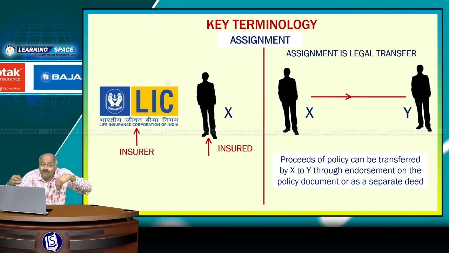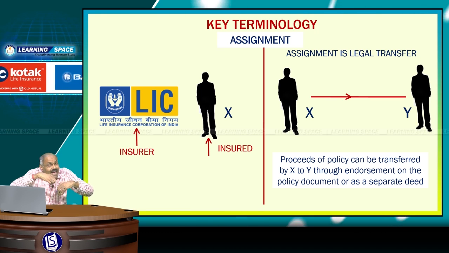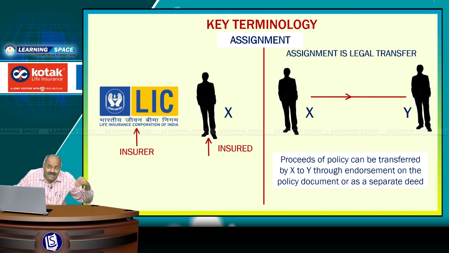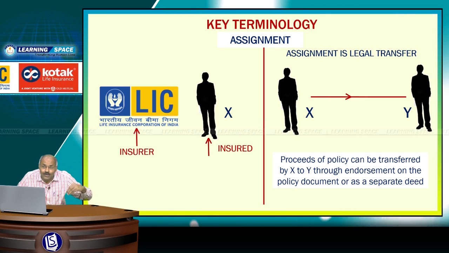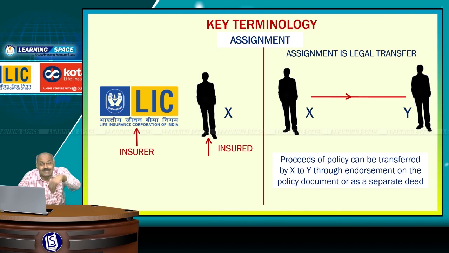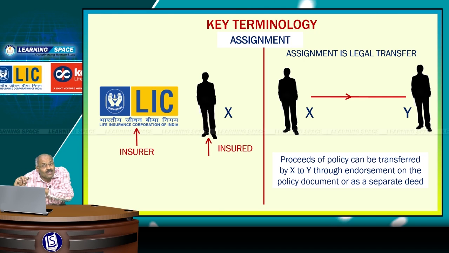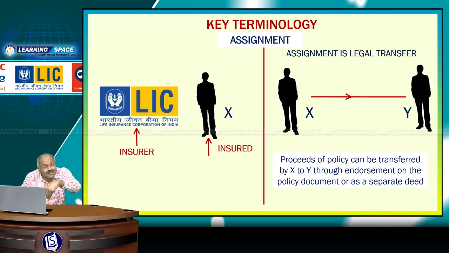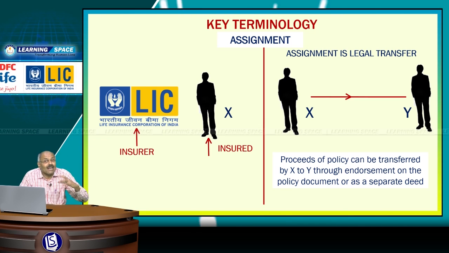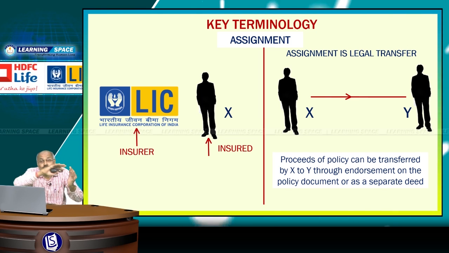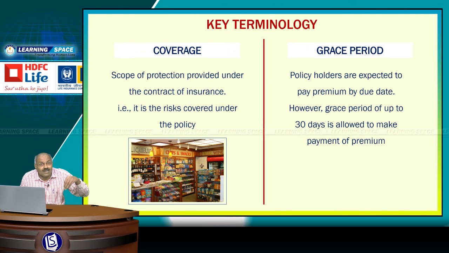That means instead of a nominee, the money will be paid to the assignee if the policy is transferred legally through an assignment. So if someone asks what is assignment, assignment is the legal document where the proceeds of the policy can be transferred by X to Y through endorsement on the policy document or as a separate deed, right? So if assignment is there, then legally the policy proceeds are transferred from X to Y, right? Look into the next one, coverage.